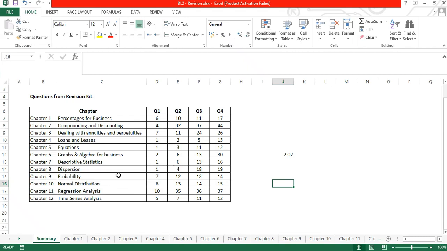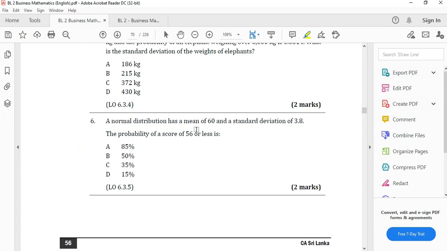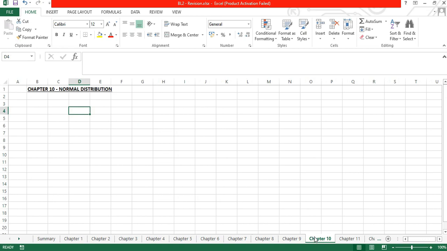Alright, let's start with chapter 10, question 6. A normal distribution has a mean of 60 and a standard deviation of 3.8. The probability of a score of 56 or less, that's a keyword, is, and they have asked the probability of the frequency.